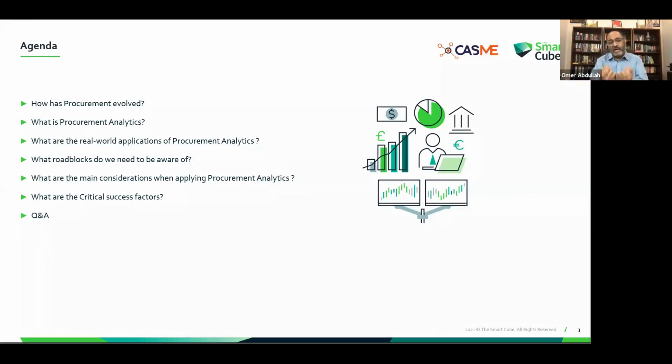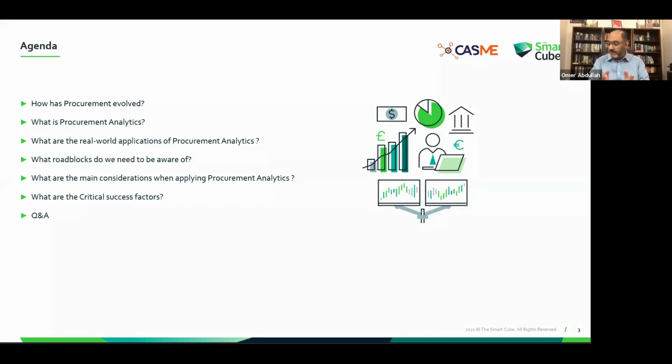I'll then pick up and talk a little bit about what is procurement analytics. How do we think about that? What are some examples of what procurement analytics is? We'll then go through some specific real-world applications of procurement analytics, and I'll take you through 3 straightforward case examples that talk to progressively the value that procurement analytics can bring at increasingly more sophisticated, complex levels. Graham will then talk us through what are the roadblocks that we need to be aware of.